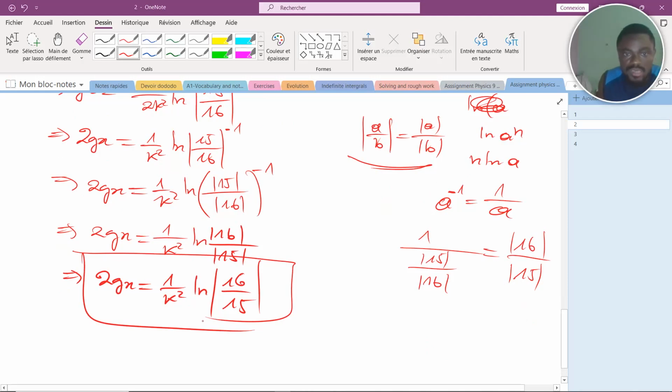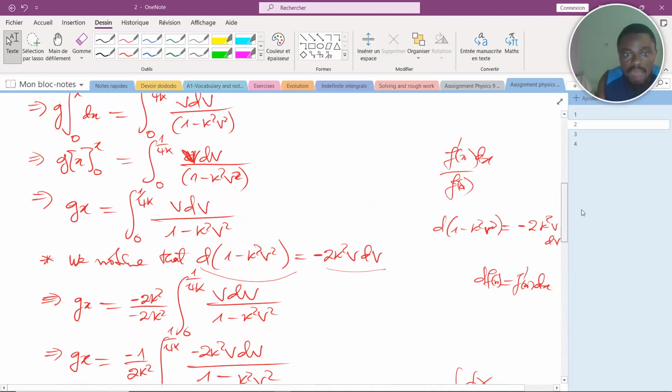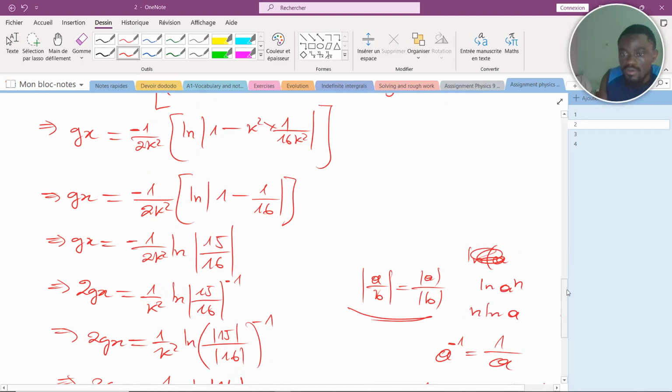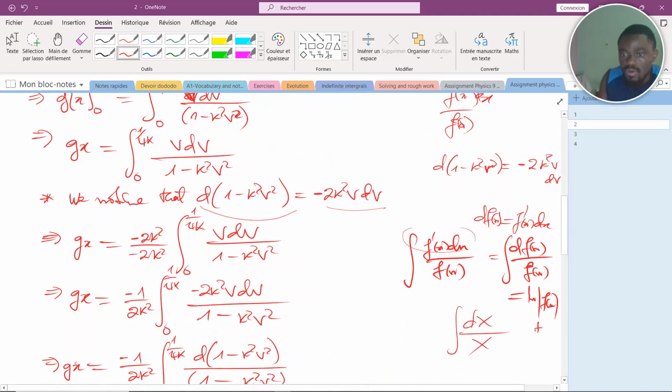What do you notice here? We simply applied some rules of integration. I told you when we did integration, I showed you how to integrate f prime of x dx on f of x. You recognize this top as d of f of x all over f of x. So this becomes ln of the absolute value of f of x, plus our constant k. So it was a very simple exercise.